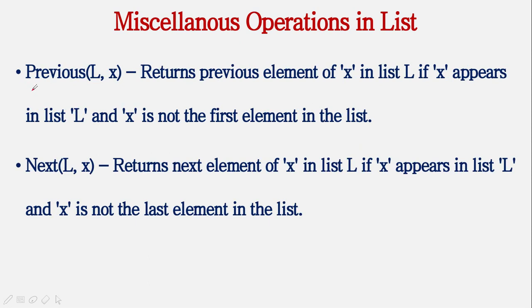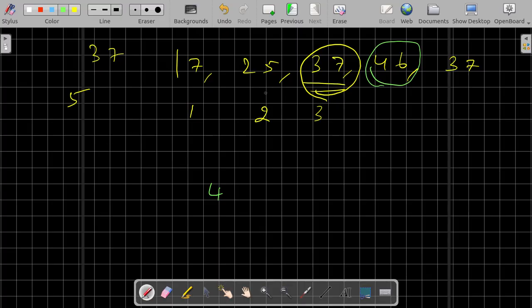And 2 more functions are defined. One is previous. Previous is going to return the previous element of x. 2 arguments we will pass, or 2 things have to be known. One is the list in which you are going to look for the previous element, and x is the value whose previous element you are going to search for. For example, if I am telling find previous of 25, then we will look for 25 in this list, and what is previous to that? 17 is previous to that. So you should be returning 17.